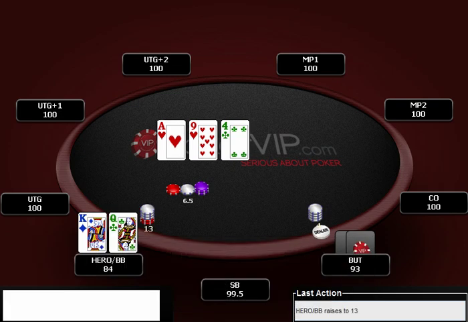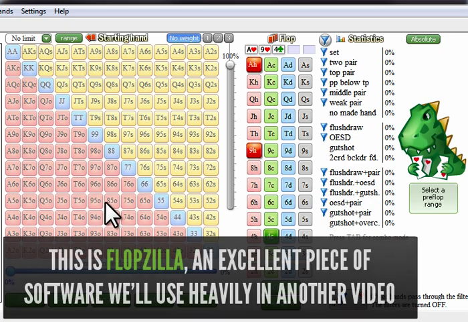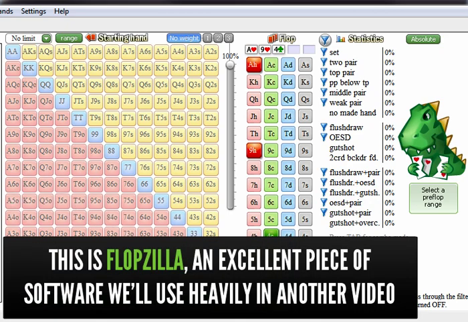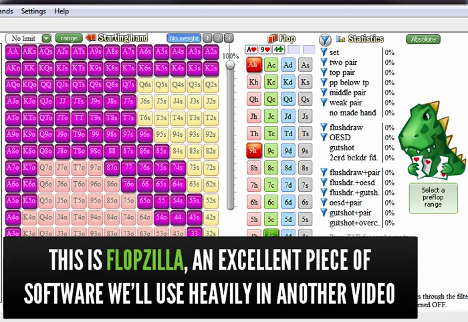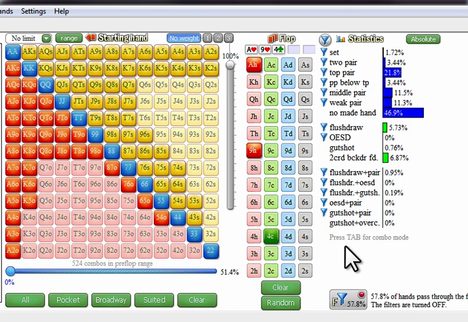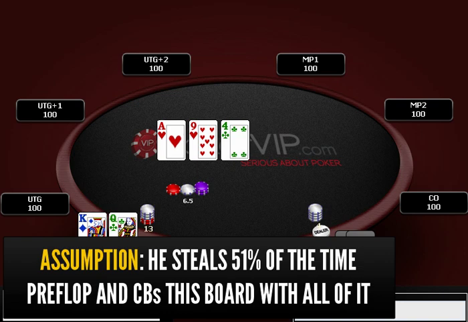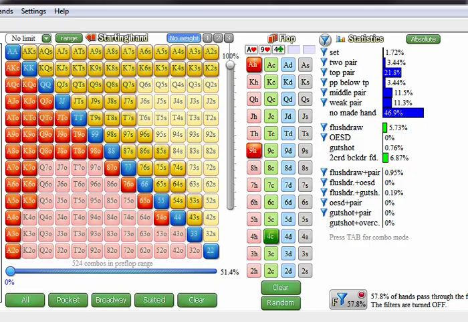So let's talk about what goes into this spot. Let's pull out Flopzilla, and this is an excellent piece of software if you've never used it before, and I'll do a video in the future on how to use it. And let's just give him a crazy wide O-range. So let's give him 51%. So we're assuming that he steals 51% of the time, and that he's going to c-bet this board of ace-9-4 100% of the time. So he still has that full 51% of hands.